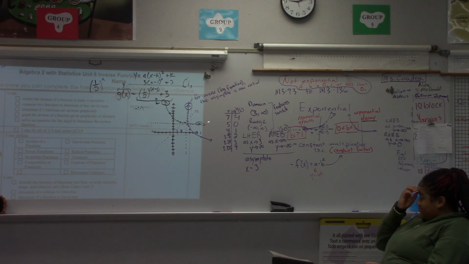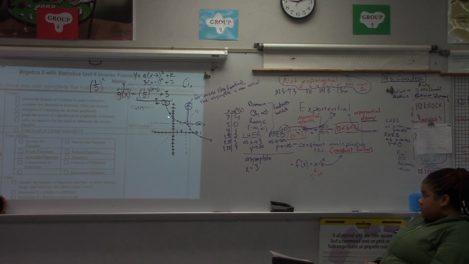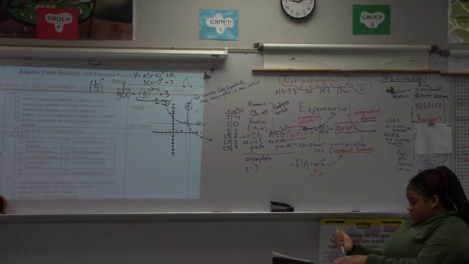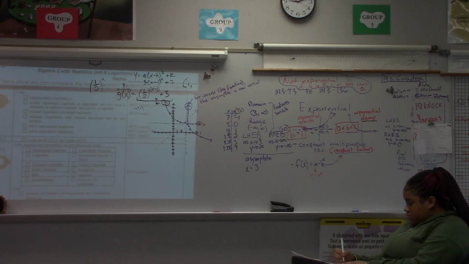You don't understand 1-to-1? Okay, so what does it mean to be 1-to-1? One input to one output, and one output to one input. And so remember, it just passes the horizontal line test and the vertical line test. If it passes both horizontal and vertical line tests, it's a 1-to-1 function.